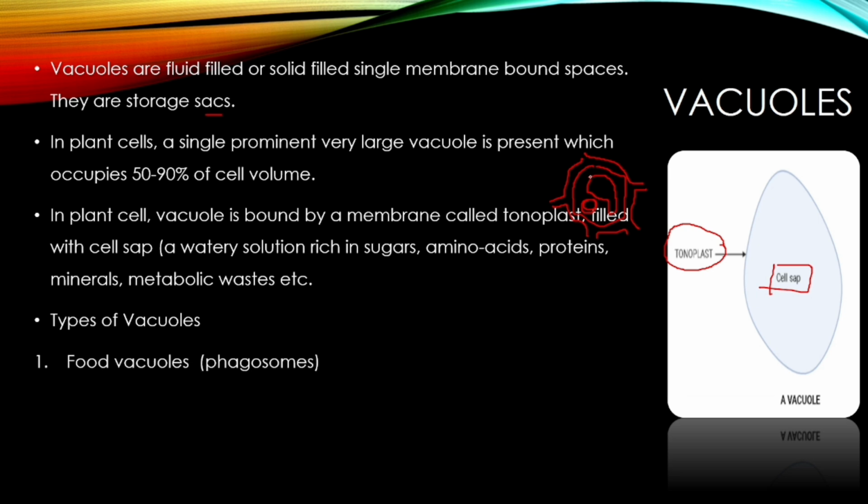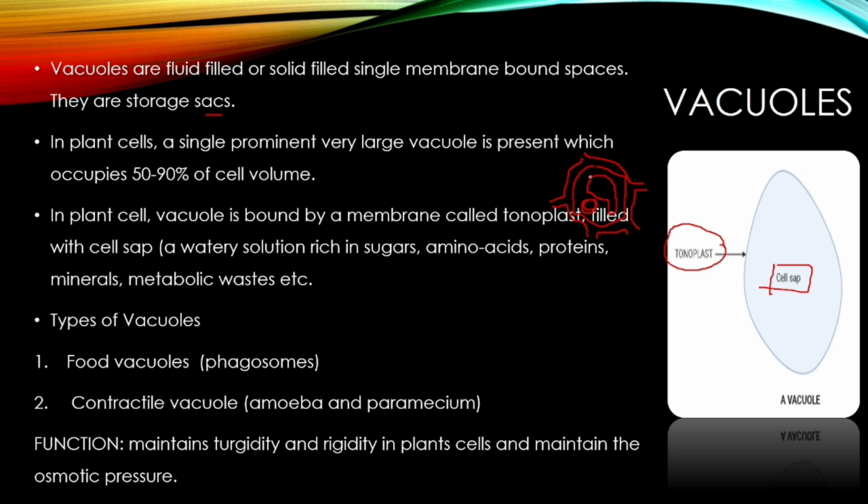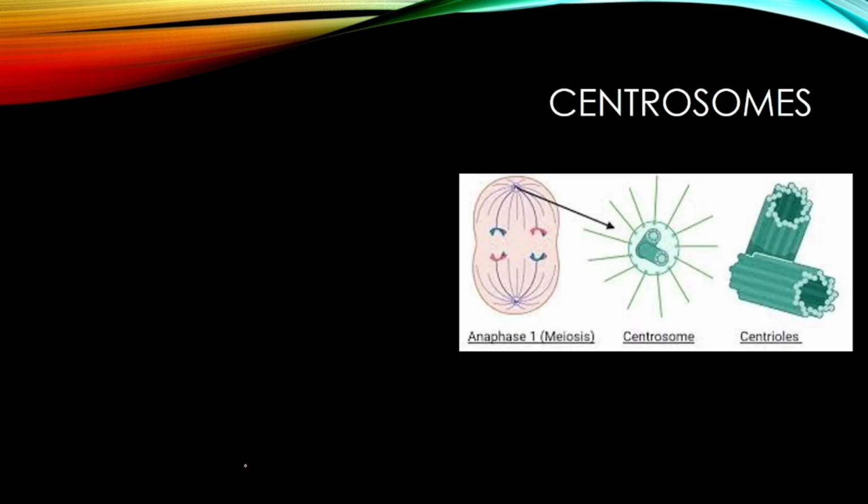Types of vacuoles, you have food vacuoles which are called phagosomes. You have contractile vacuole which is present in amoeba and paramecium, and the main function of vacuole is to maintain turgidity and rigidity in the plant and maintain the osmotic pressure in the plant. You have to write one or two functions, so keep this in mind.